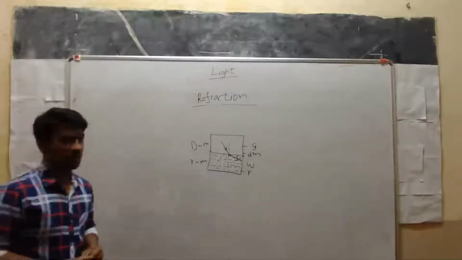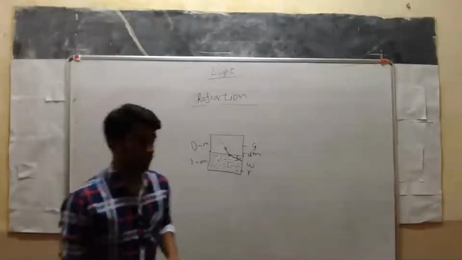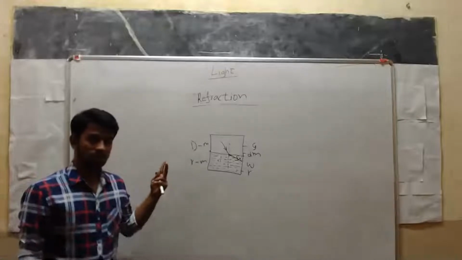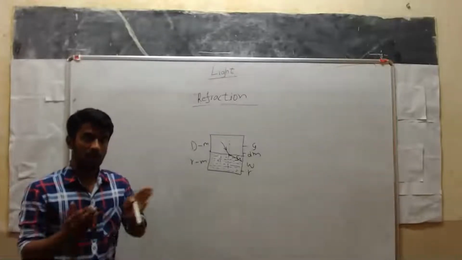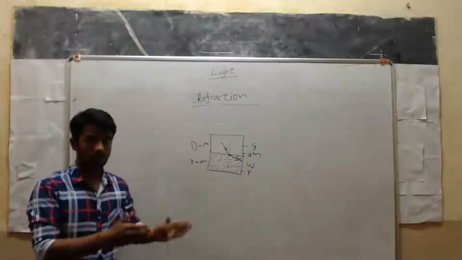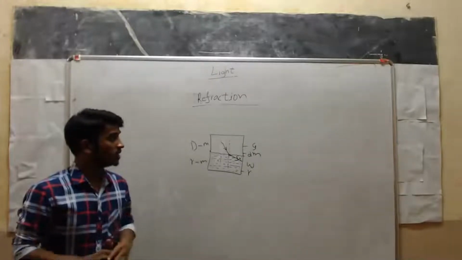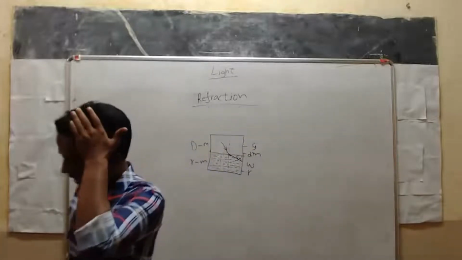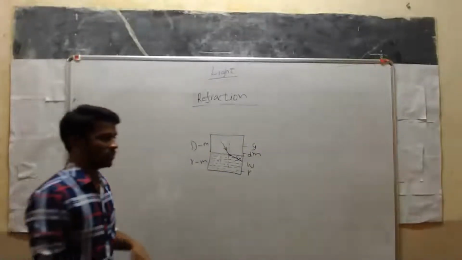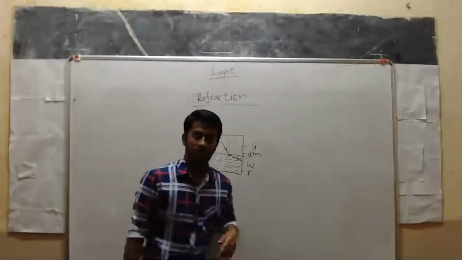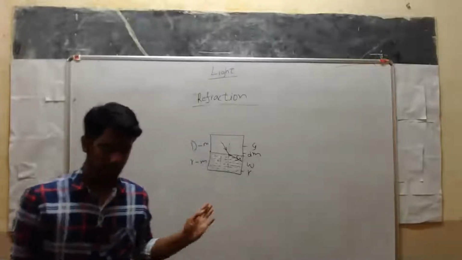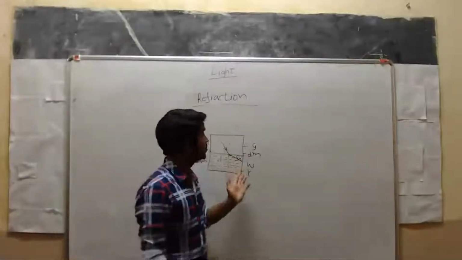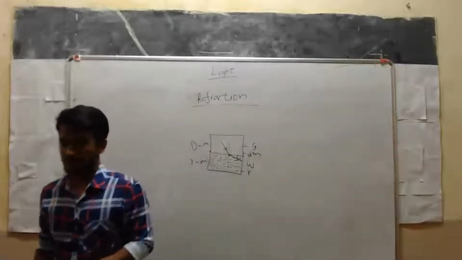So it is clear what refraction of light is, and you also studied the reasons for this optical phenomenon, what a rarer medium and a denser medium are, and how light bends, whether towards the normal or away from the normal. Next, we move to the laws of refraction of light. We have studied two laws in the reflection of light: the angle of incidence is equal to the angle of reflection, and the incident ray, normal and reflected ray all lie in the same plane. Here also we are going to study two laws.